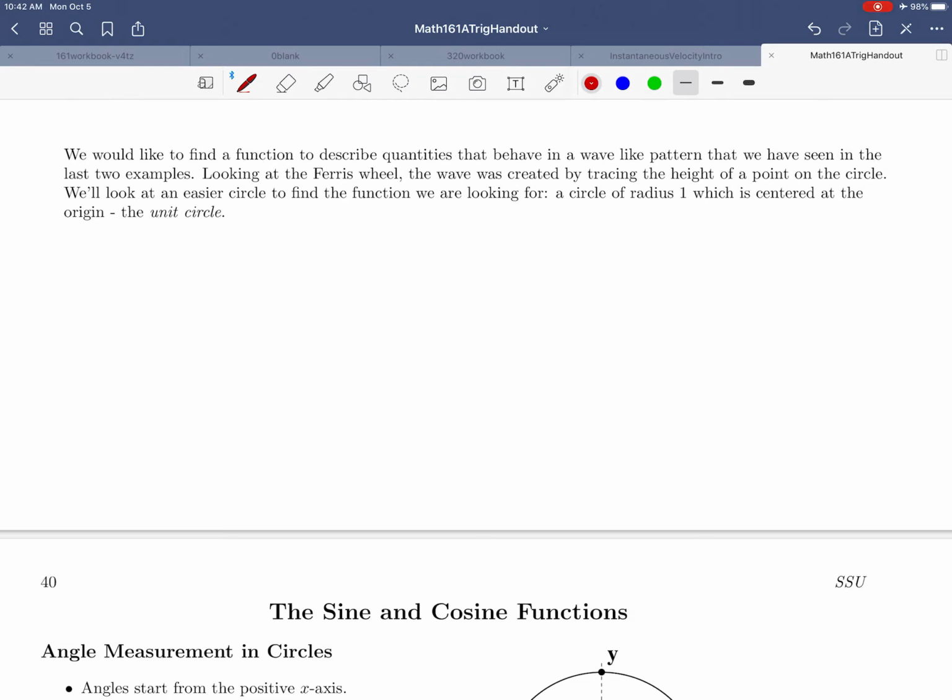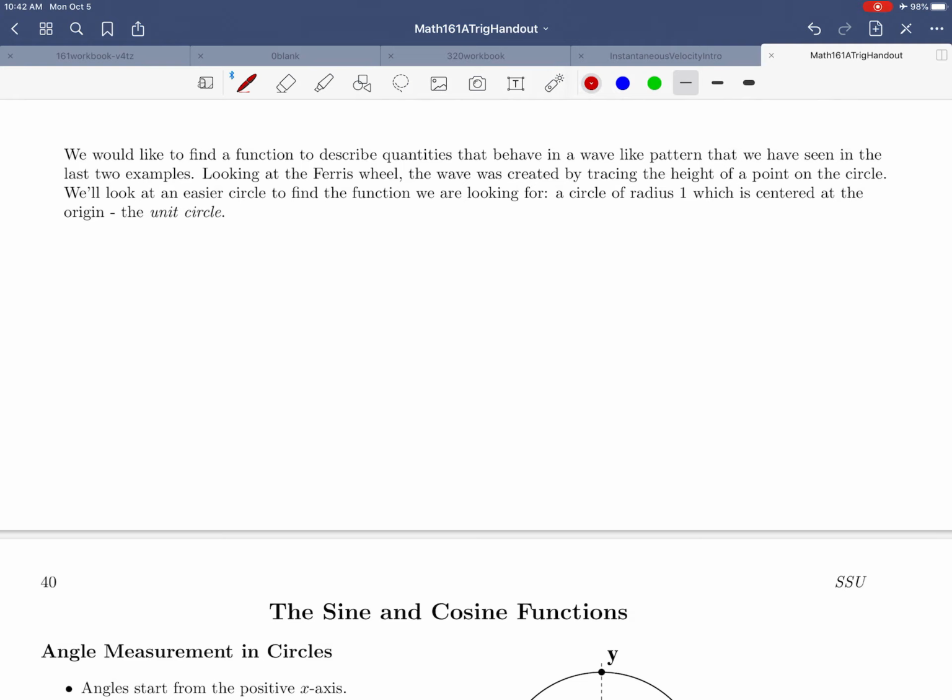So functions that behave in this wave-like pattern that we have seen are pretty important to describe different phenomena in science. And we would like to define a function to describe quantities that behave in these wave-like patterns. So we want to be able to describe circular motion, like the height of somebody going around a circle, or we want to be able to describe waves, like light waves, sound waves.